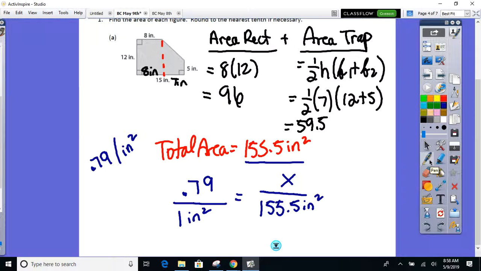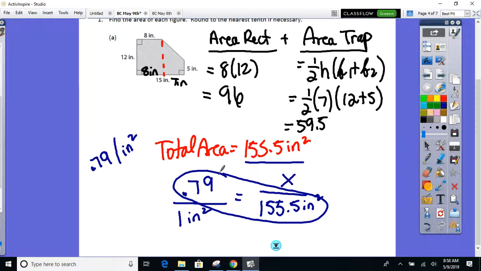Okay, let me just break it down even more. If I only have 1 square inch, how much are they going to charge me? What if I have 2 square inches? If I have 3 square inches, what are you going to do? I have 155 square inches. What are you going to do? Multiply, multiply, multiply. So I'm going to end up multiplying these. And again, if worse comes to worse, you set up a proportion like I have up here.